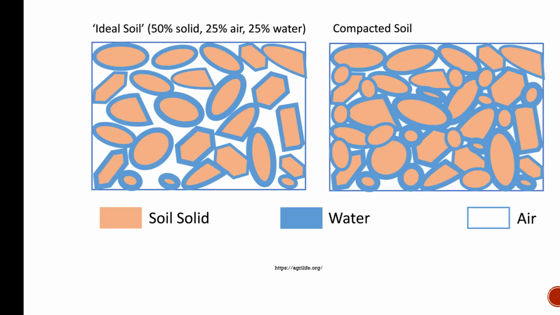Okay, so in ideal soil, as I've already mentioned, 50% solid, 25% air, 25% water. So the beige color is the soil solid, the blue is the water, and then the white is air. And so you can see we've got plenty of space for water and air on the left-hand side. But when you get into compacted soil, very little air is available, and water just kind of stays there, if you can get it into the soil.